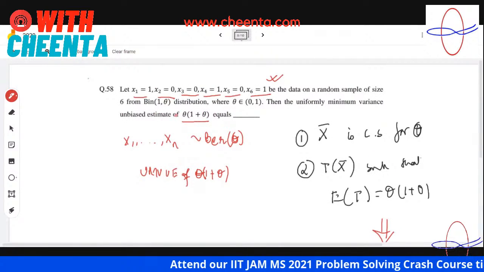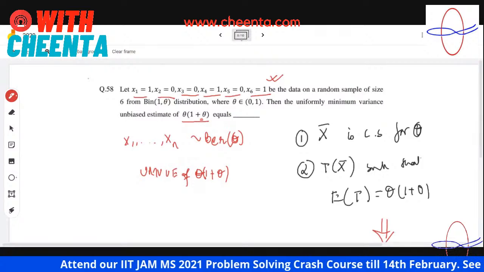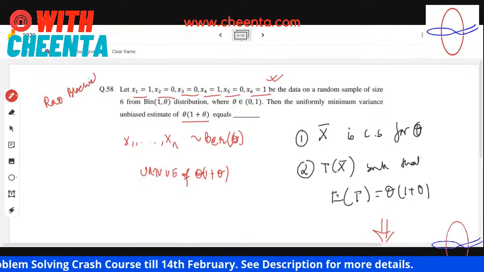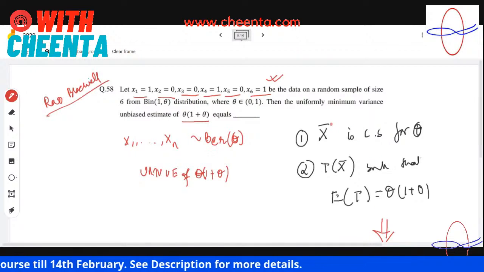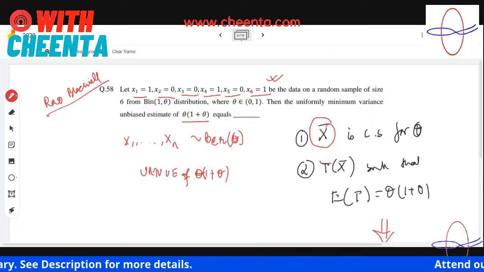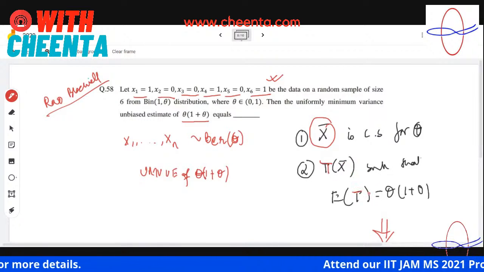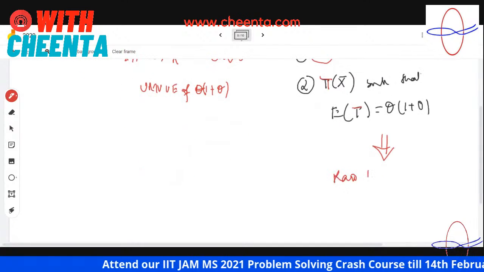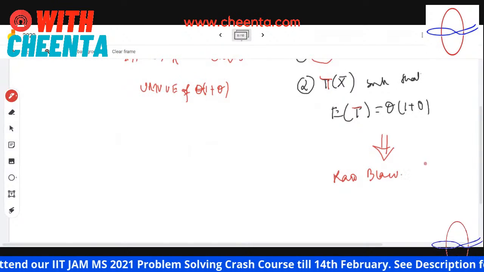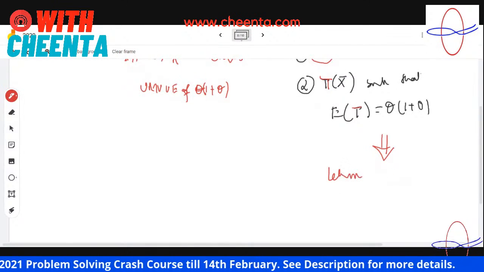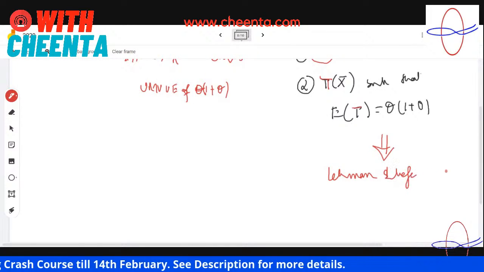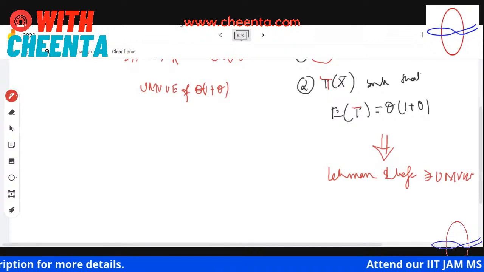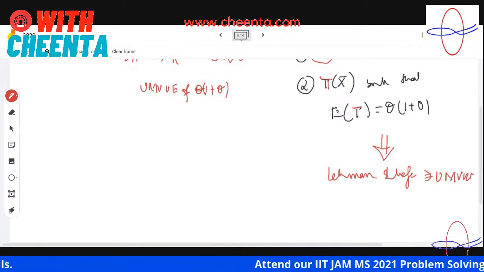Whenever you need to find the UMVUE of some very weird kind of parameter, use the Rao-Blackwell theorem. Just remember the result: find the complete sufficient statistic and find a function of X bar whose expectation is that weird function g of theta. So it follows by Rao-Blackwell, rather Lehmann-Scheffe, that it's a UMVUE. It's really important to understand. Perfect, very good.